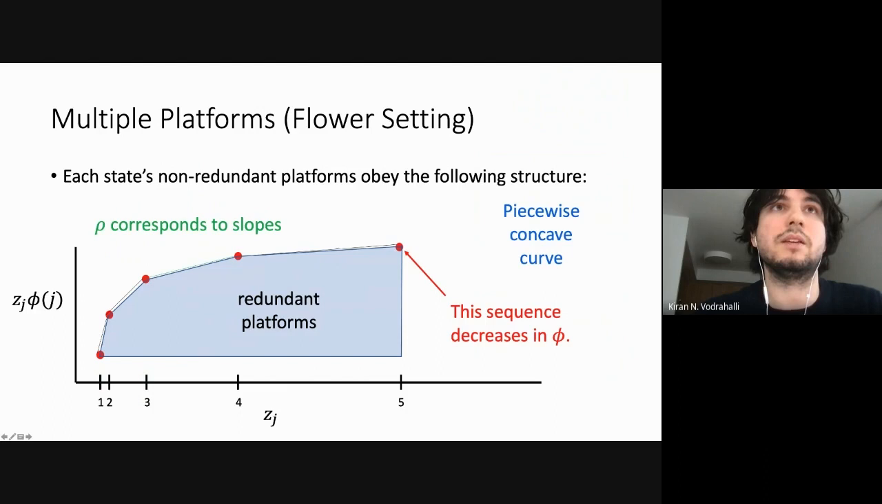But basically, the algorithm now amounts to just checking if you want to swap, and you just look at these slopes and compare them to the utility so far, and you do this until the slope is no longer improving on the utility.